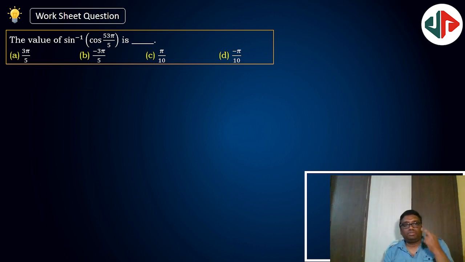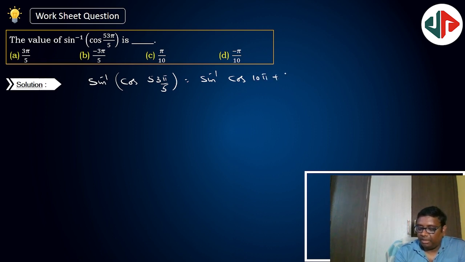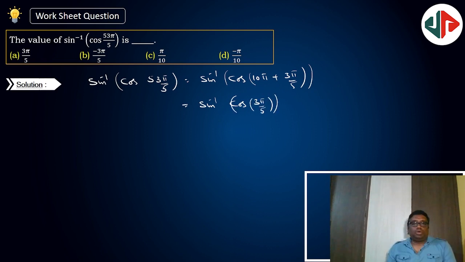What is the value of sine inverse of cos of 53 pi by 5? So sine inverse of cos of 53 pi by 5. Can I rewrite this as sine inverse of cos of 10 pi plus 3 pi by 5? So it is nothing but sine inverse of cos of 3 pi by 5. So for cos of 3 pi by 5, 3 pi by 5 means this value is lying between 0 to 1.